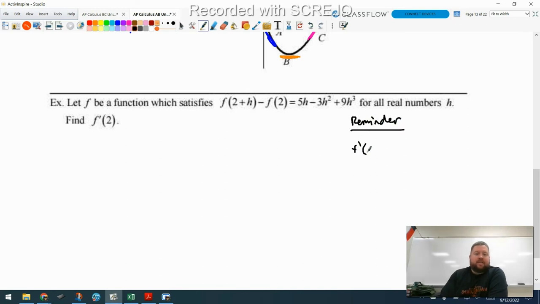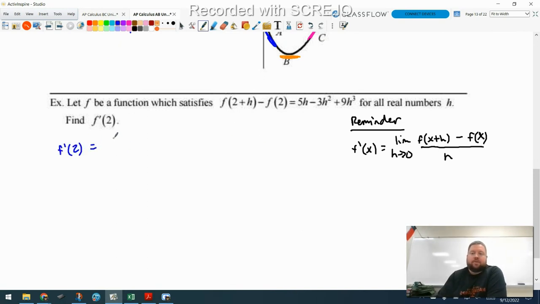That f prime of x is equal to the limit as h approaches 0 of f of x plus h minus f of x all over h. Okay, and so you should recognize that. The only difference is there's a 2 plugged in for the x's. Okay, and that's fine. You're allowed to have that. So I'm going to write out f prime of 2 here is equal to the limit as h approaches 0 of f of 2 plus h minus f of 2 all over h.